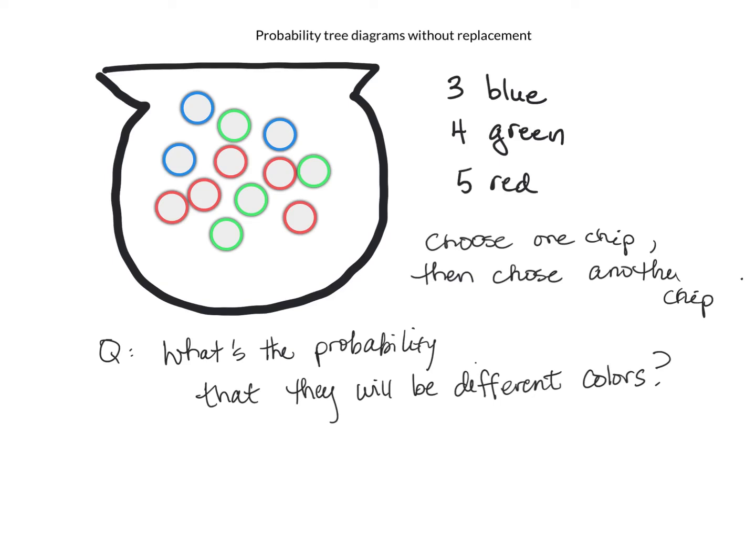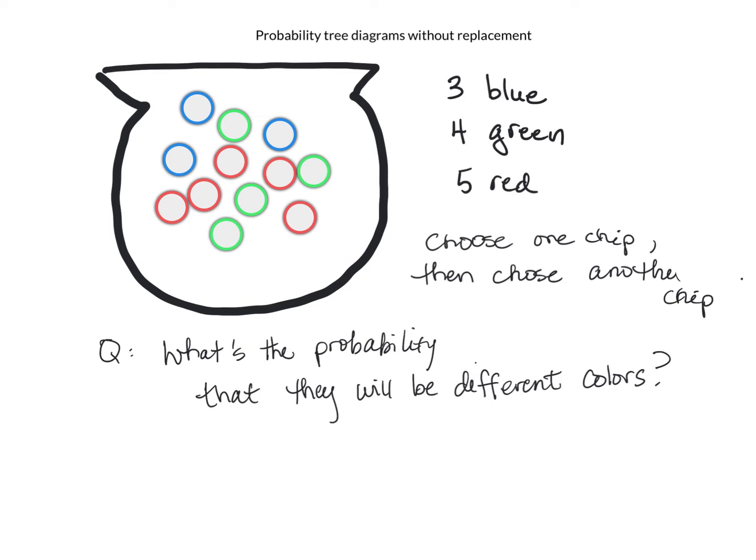In this video, we will be looking at a probability question that is asking about a situation where there's no replacement of the objects when chosen. So for example, you have a bowl that has 3 blue chips, 4 green chips, and 5 red chips, 12 chips altogether. You were asked to draw one chip, don't put it back, and then choose another chip. The question is, what is the probability that both chips are different colors?